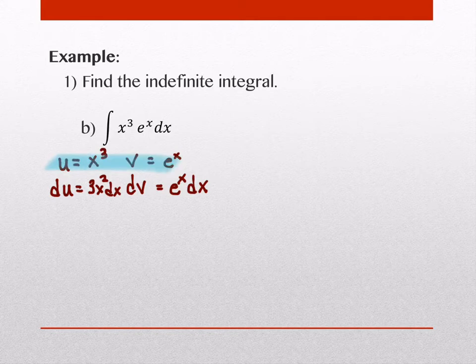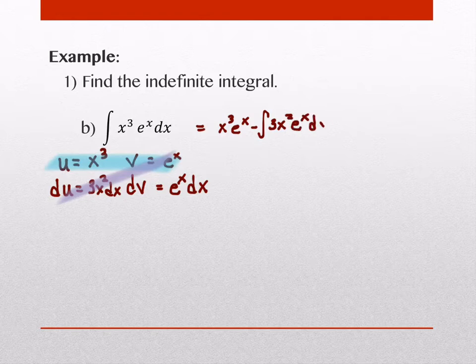All right, so we're going to multiply across the top. u times v is going to give me x cubed e to the x minus the integral along the other diagonal. So when I multiply along the other diagonal, and I'll show you why here in a second, I'm going to keep my 3 on the inside here. I have 3x squared e to the x dx. What do you notice?